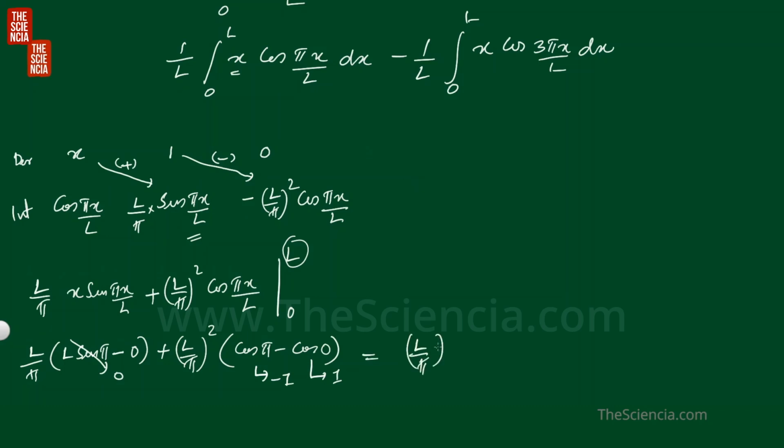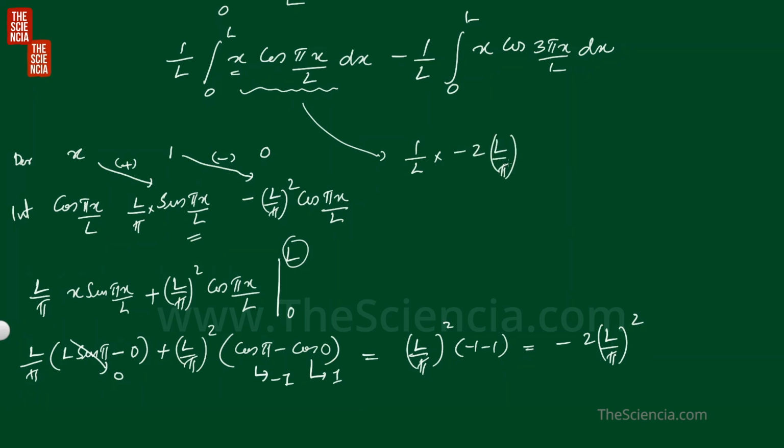So we will get this value equal to (L/π) squared into (minus 1 minus 1), that is minus 2 into (L/π) squared. This is the value of this integral. And we have to substitute the 1/L factor, that is 1/L into minus 2 into (L/π) squared. So for the first term, we got minus 2L/π squared. Similarly, you can solve for this one.